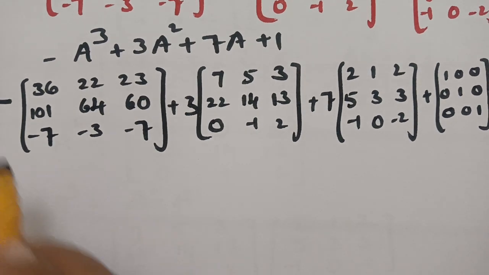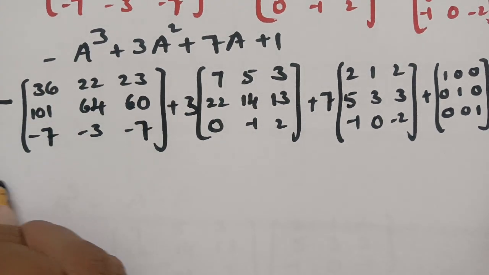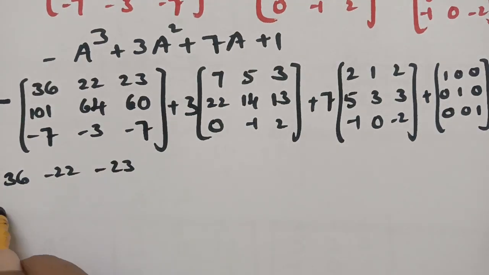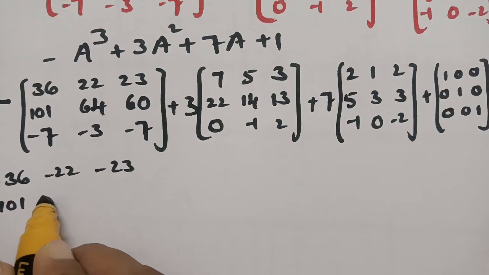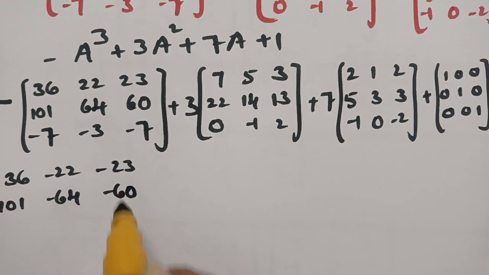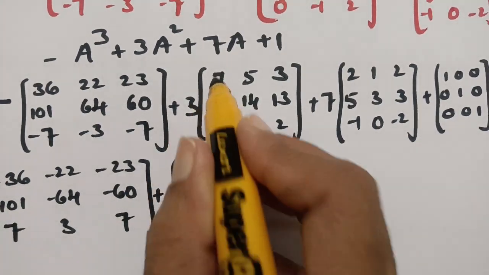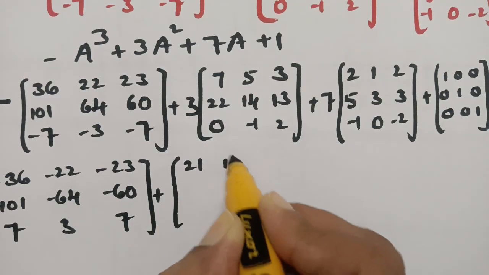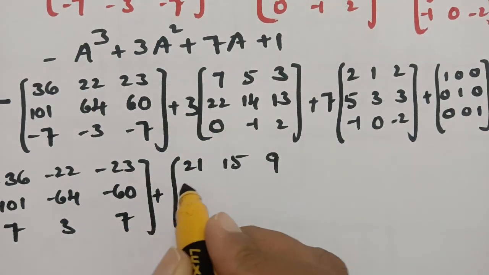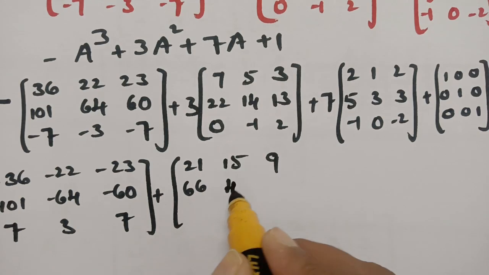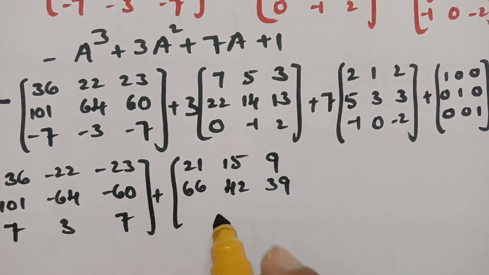Now I am going to multiply with minus inside. So this is going to become minus 36, minus 22, minus 23, minus 101, minus 64, minus 60, plus 737. Clear? And now if I multiply with the 3 inside, this will be 21, 15, 9. If I multiply, this will be 66. Clear? So this is going to become 42 and this is going to become 39.